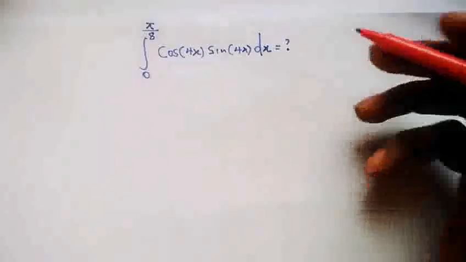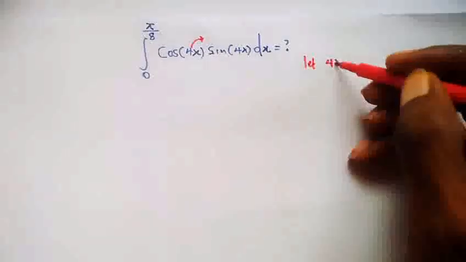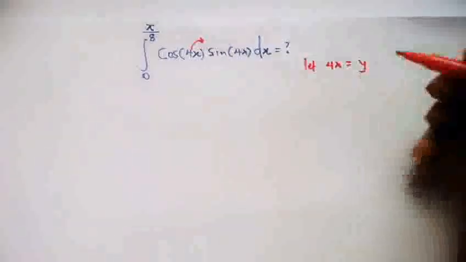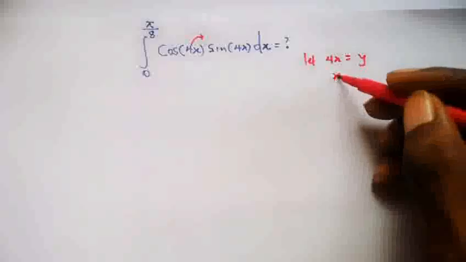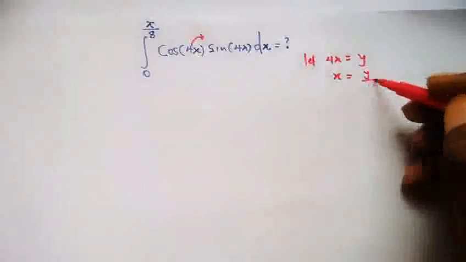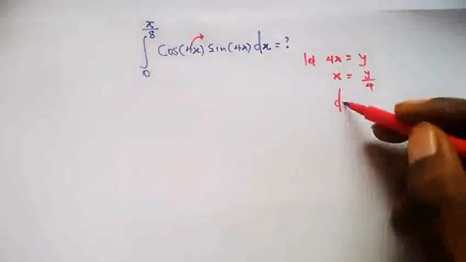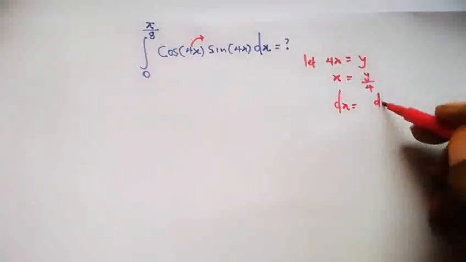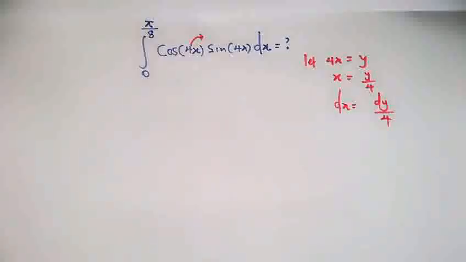So let us make a substitution. This 4x, so let us say let 4x equal to y. Okay, now dividing both sides by 4, we get x is equal to y all over 4. Okay, so now differentiating both sides, we have dx is equal to dy all over 4. Okay, now our integral will look like this.